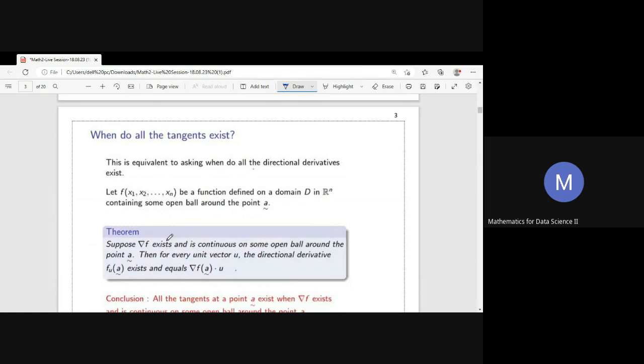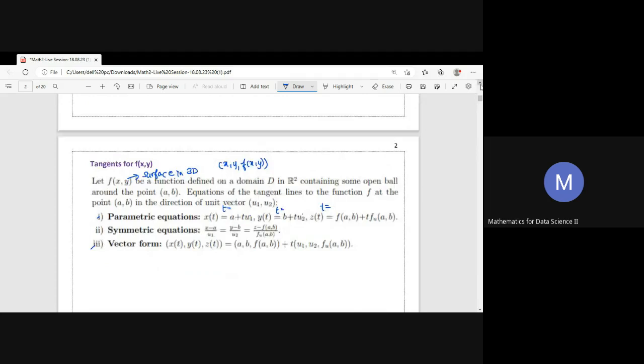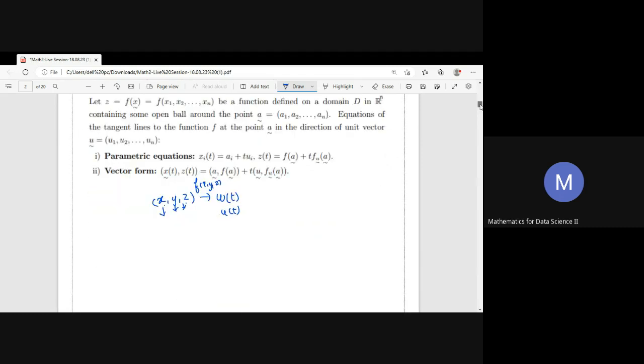So, what is the condition under which the tangents exist? Suppose you have a function of n variables, and you have a point A tilde in the domain D with some open ball around it. By the way, some of you asked for some reference for these equations of tangents and tangent plane. I have added it at the end of this document. You can refer to it if you want.